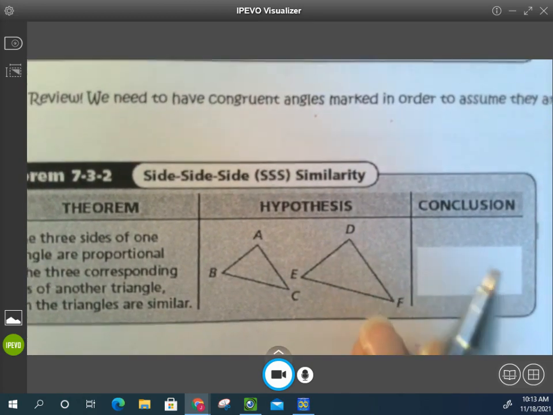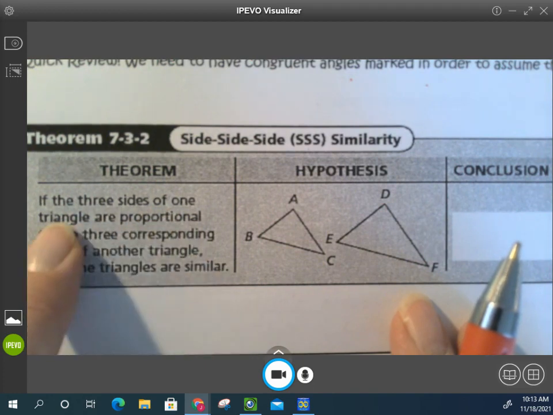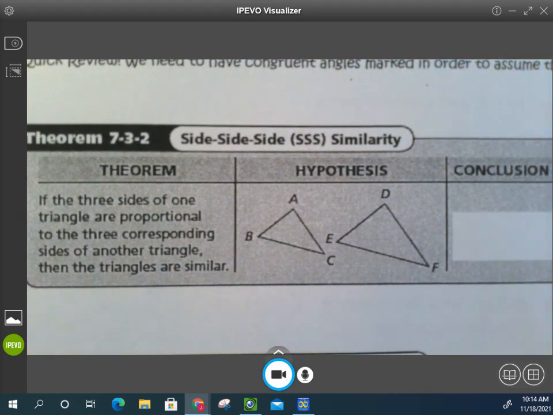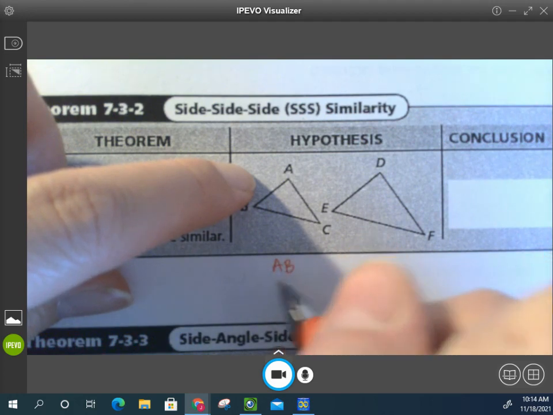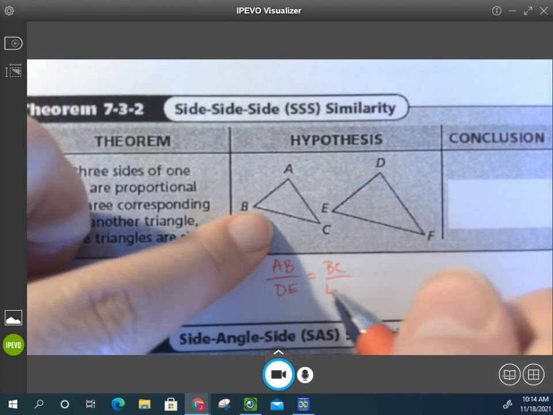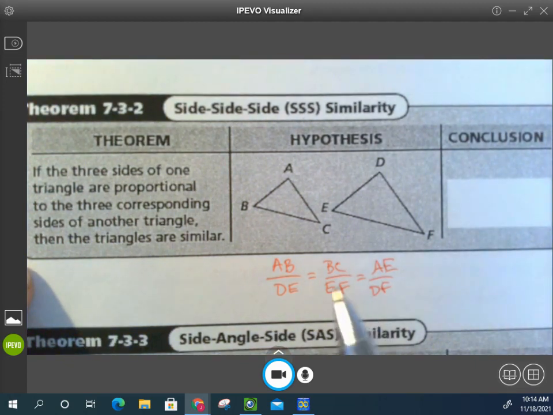All right, now, side, side, side. Again, this is similar. So they're not going to be congruent. So 3 sides of one triangle are proportional to 3 sides of the other. So here's the deal. There's really no way to mark these. Before we would look for the matching tick marks, we can't do that. What we have to do is set up our proportions like we've been doing. So we would look and say, okay, AB over DE would have to be equal to BC over EF, which would have to be equal to AC over DF.